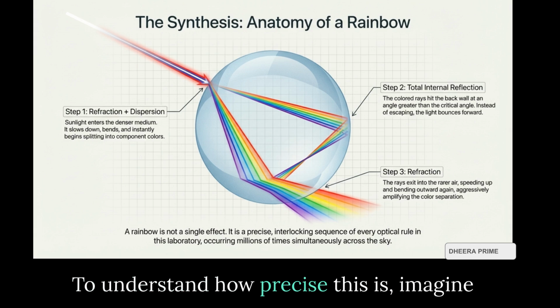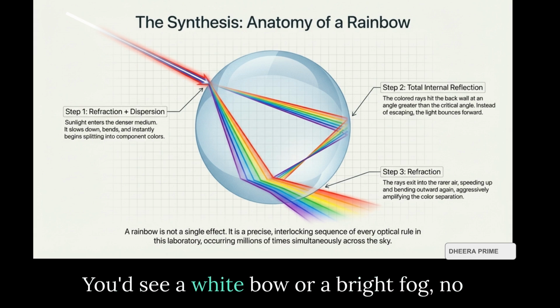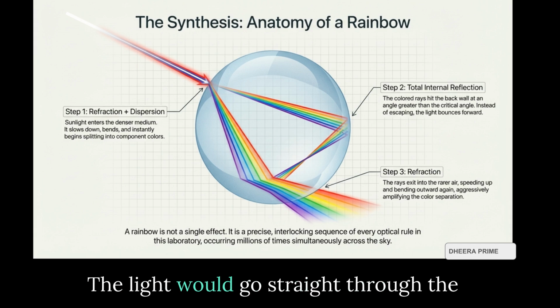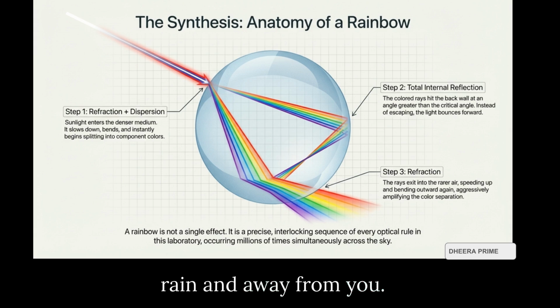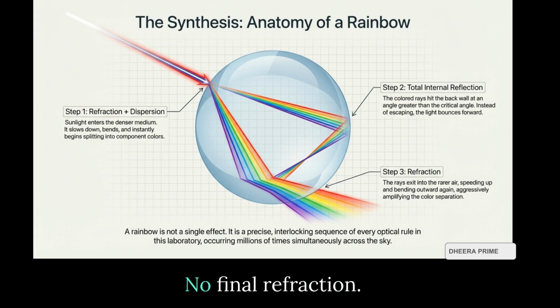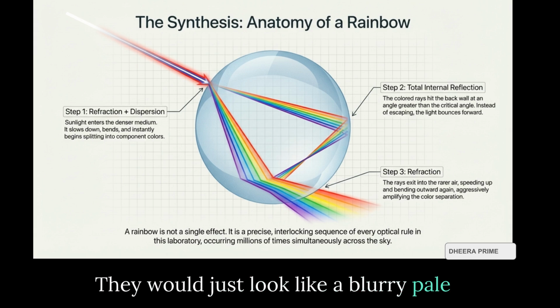To understand how precise this is, imagine if we changed the rules. No dispersion? You'd see a white bow or a bright fog. No colors. No reflection? The light would go straight through the rain and away from you. You'd have to look directly at the sun to see anything, which we know is a bad idea. No final refraction? The colors wouldn't spread enough. They would just look like a blurry, pale smudge.